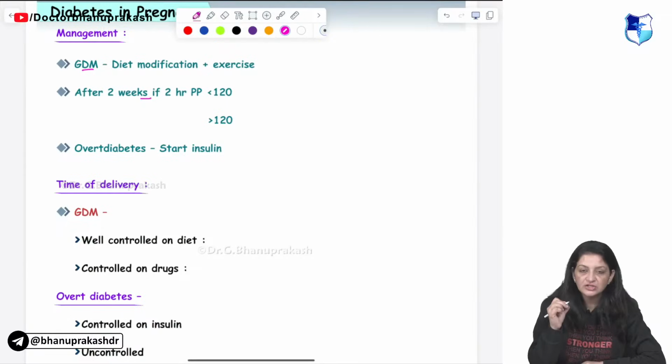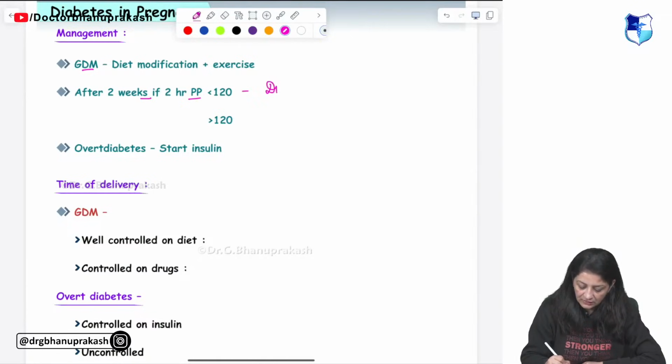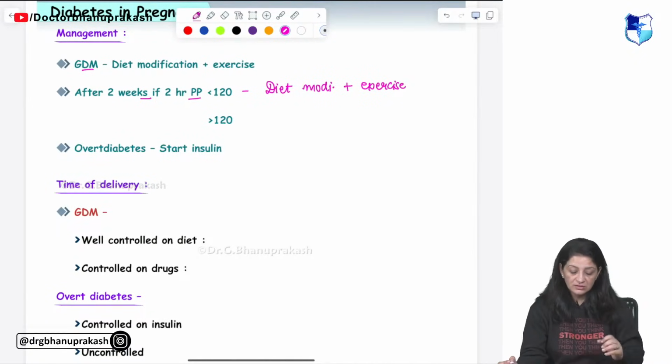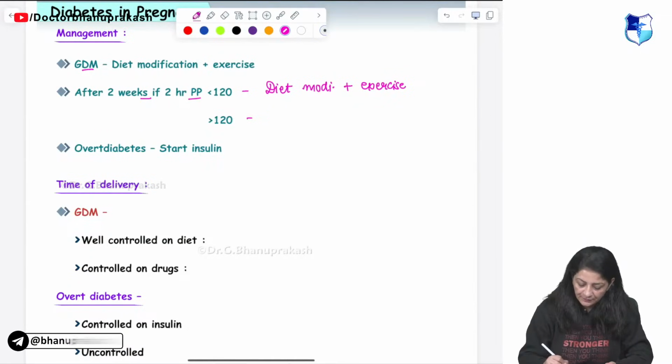After 2 weeks, check the blood sugar levels. If 2-hour postprandial sugar is less than 120, then again diet modification plus exercise. But if 2 hours postprandial sugar is more than 120, then we have to start insulin.